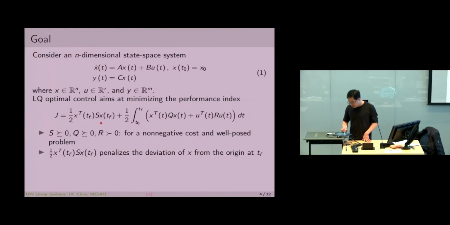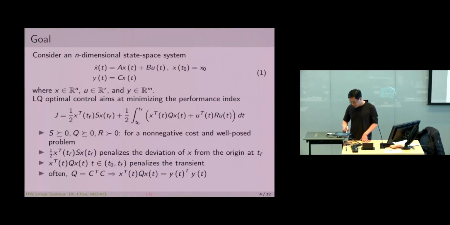And this terminal cost over here penalizes the deviation of the state from the origin at tf. We want to make x close to 0, and we don't want to use a lot of control effort. We want to use, if possible, the minimum amount of control effort. Here, in this integral, we talked about this terminal cost. Inside this integral, x transpose Qx penalizes the transient. And then often, we say if we select Q to be C transpose C, this is a positive semi-definite matrix by construction.